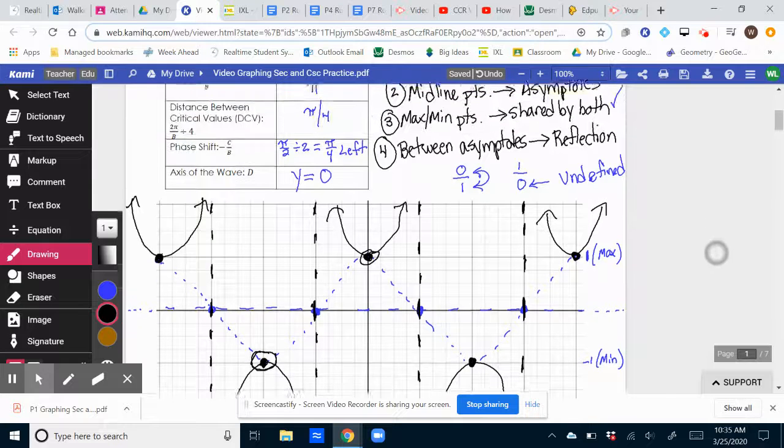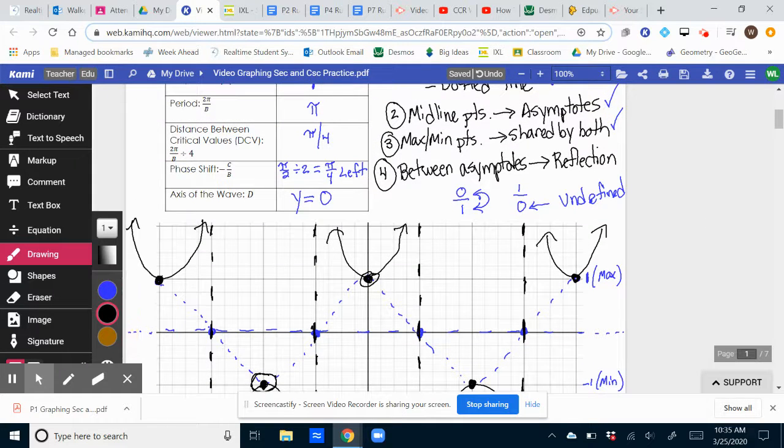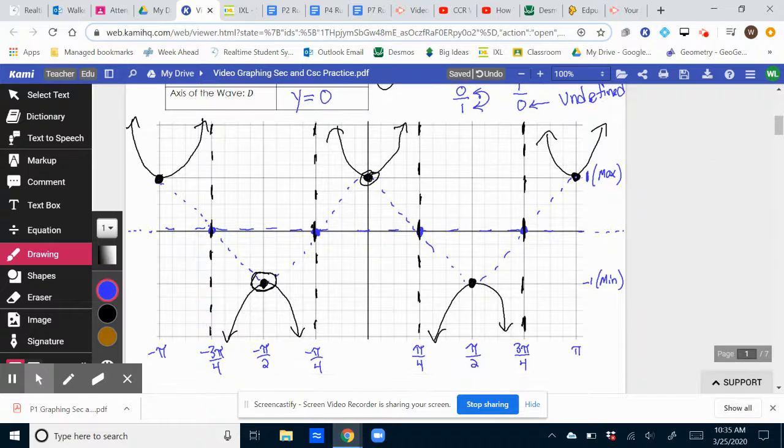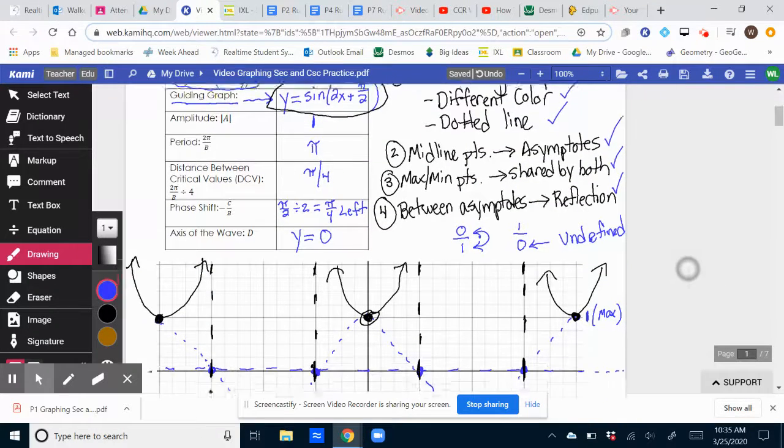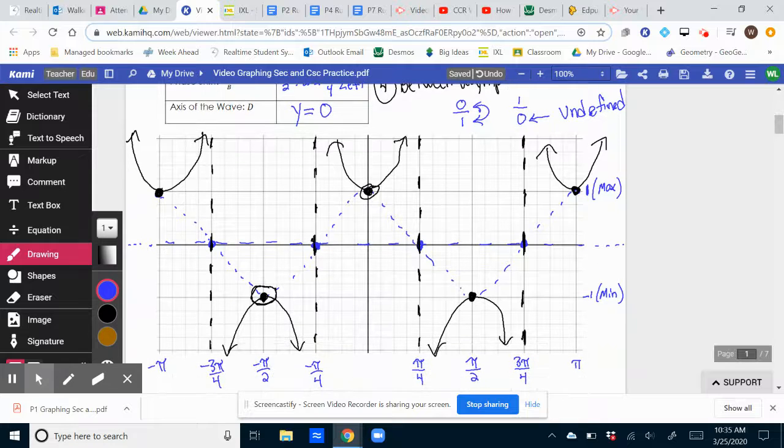Okay, so now we are done. We've reflected them. And so this in black here, including the asymptotes, is my graph of y equals cosecant of 2x plus pi over 2. And again, you use the blue dotted line to guide your graph.